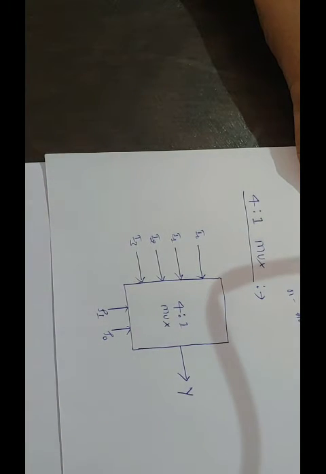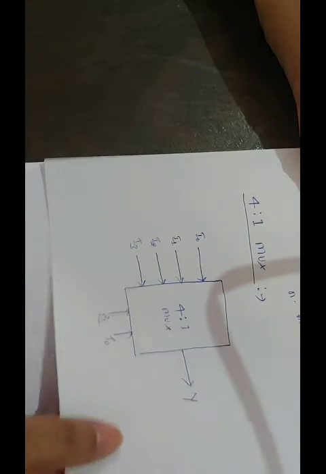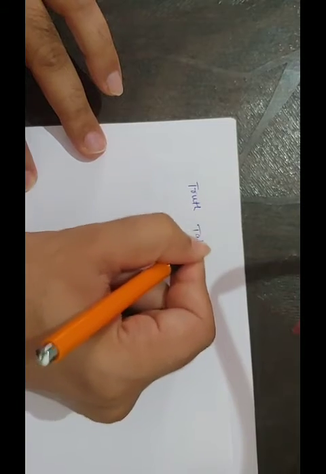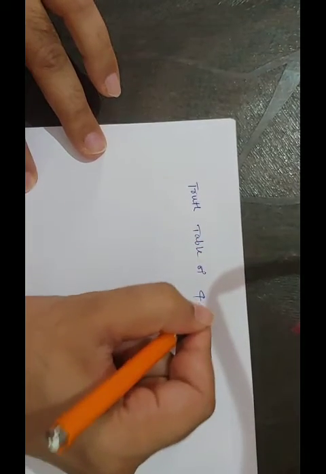Based on this, we are going to draw the function table, or it is also called the truth table. So let us draw the truth table of the 4:1 mux.